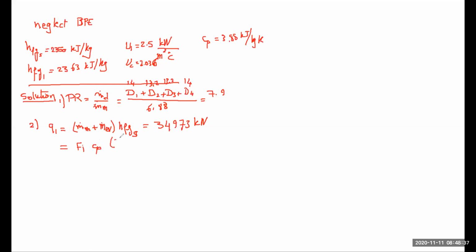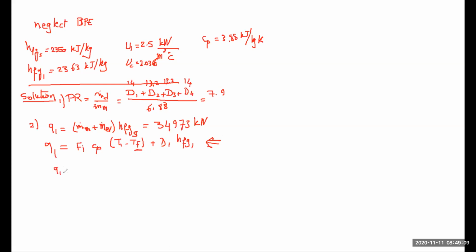Into CP into T1 minus TF plus D1. Here we are going to write HFG1. Now, in this equation, what is missing? What are we going to calculate out of this equation? TF, yes. So this equation is written to calculate the value of TF.